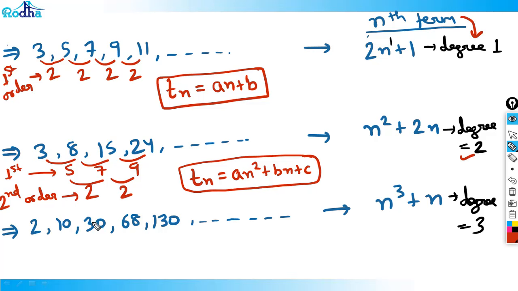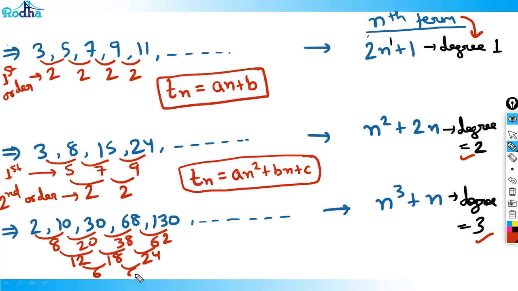Now similarly, here you can see degree 3. That means in the third order the difference becomes equal. Let's say the series has differences 8, 20, 38 and 62. In the first order, the difference is how much? You can see here, 12, then 18 and then 24. And now see here, the difference becomes 6 and 6. So this is first order, this is second order, and this is third order.